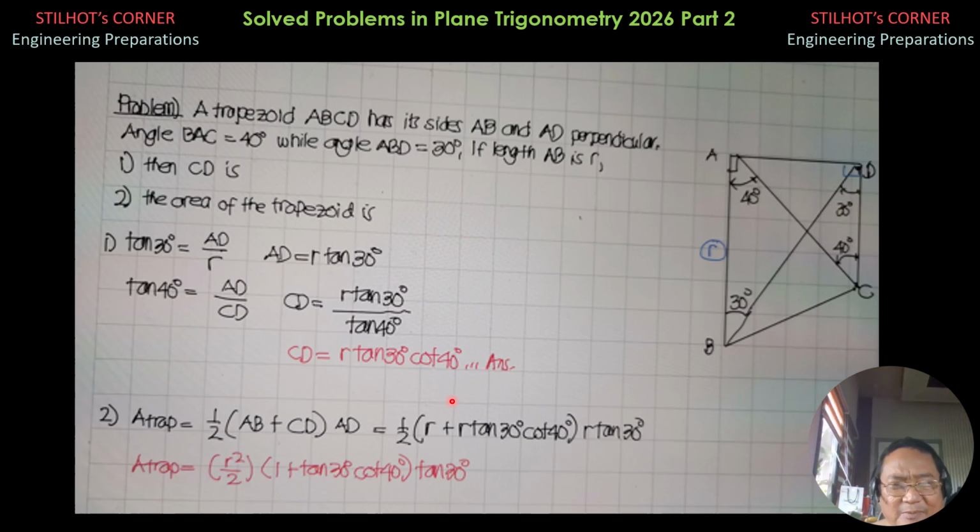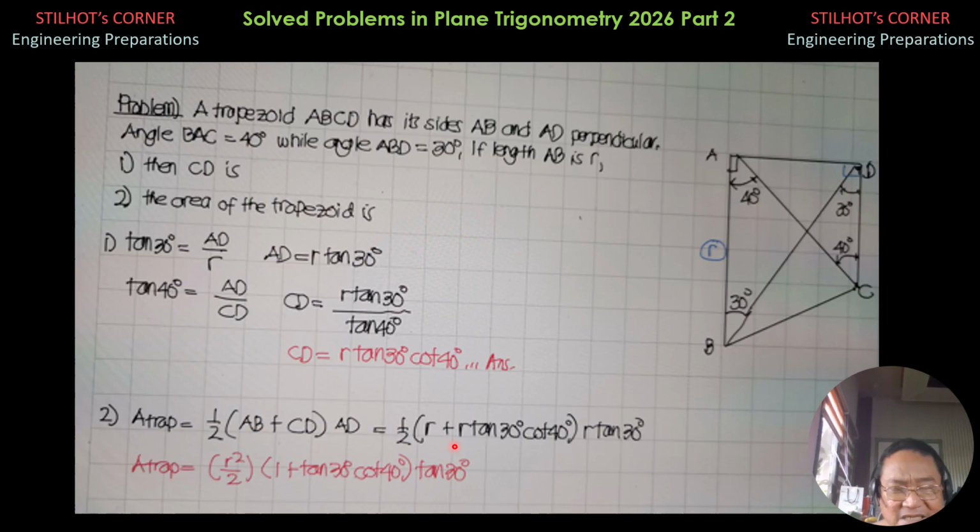Next, the area of the trapezoid. The area of the trapezoid is 1/2 the sum of the parallel sides, so the sum of AB and CD times the height, which is AD. And everything is already expressed in terms of R. So 1/2 of the quantity AB plus CD times AD.